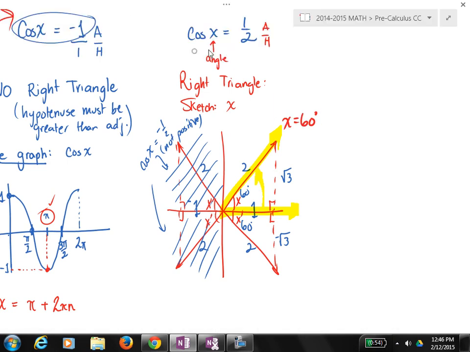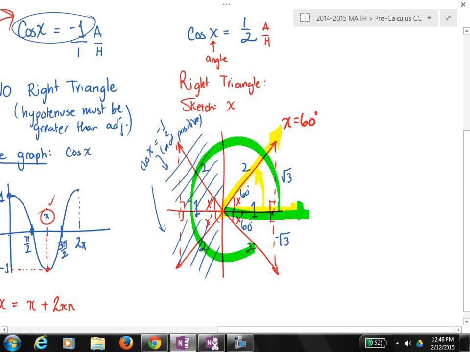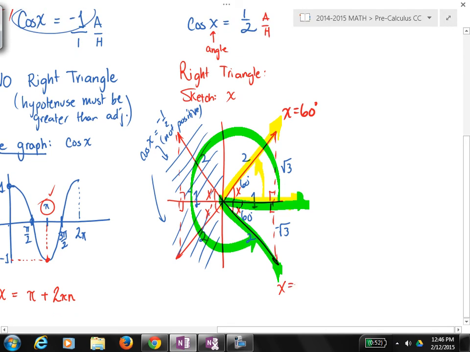And starting from here, rotate to this other terminal side is 300 degrees. And of course, if we want to convert this to radians, this is pi over 3. This is 5 pi over 3 because 60 times 5 gives me 300, so 5 times this pi over 3 would be my radian measure.